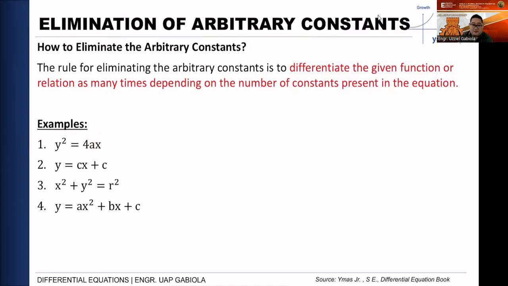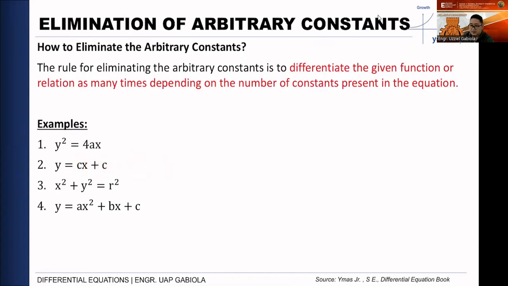For the second one, we have y is equals to cx plus c. How many arbitrary constant? Dalawa po. Okay? So we have 2. Pero okay lang din yan pag finactor out natin, no? So, pag finactor out natin, it will be 1. Pero the same pa din, no? Okay? Number 3, how many?